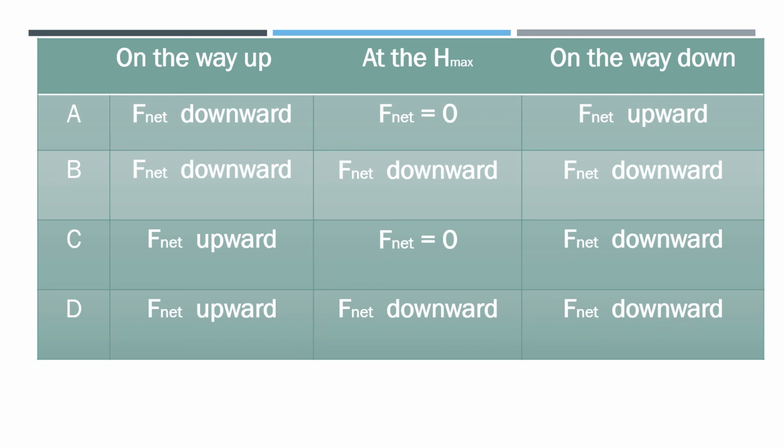Since we already said earlier that the only force that constitutes the net force acting on the body is the force of gravity, this force of gravity or the F net at any point in the flight of the object moving up then down is always downward. In short, our answer to this last question is letter B. So that ends our discussion about Newton's three laws of motion.